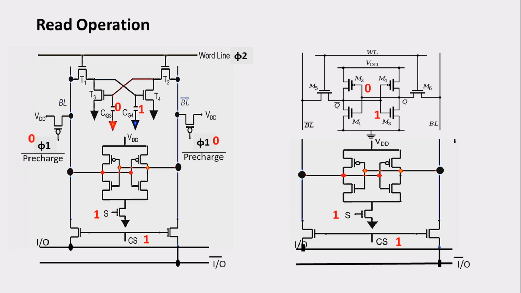So in order to read the data, I'll be using my sense amplifier. Since I'm using my sense amplifier, I'll be making this SE to be 1. Okay, and since I'm reading the data, I'll be making my column select to be 1, in order to make these IO buses connected to the circuit. Okay, since these transistors are on, these are connected to IO buses now.